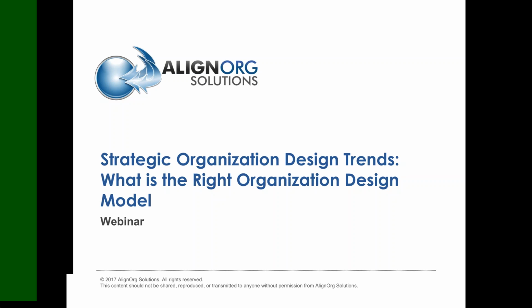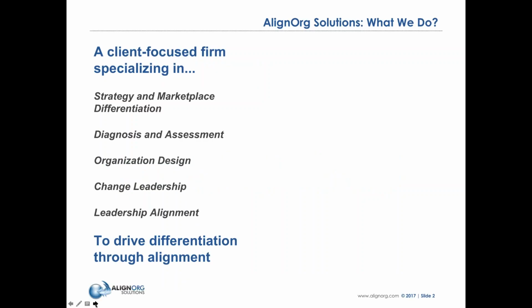For those that are not as familiar with AlignOrg Solutions and what we do, I'd like to just introduce our work and our specialization. We do work in the area of organization design for sure. That's our bread and butter. And around that, we help organizations clarify their strategic positioning. We help them diagnose the capabilities in their organization and how effectively they're set up to compete. And then we help organizations as they try to implement change and effect the improvements that they're looking to make.